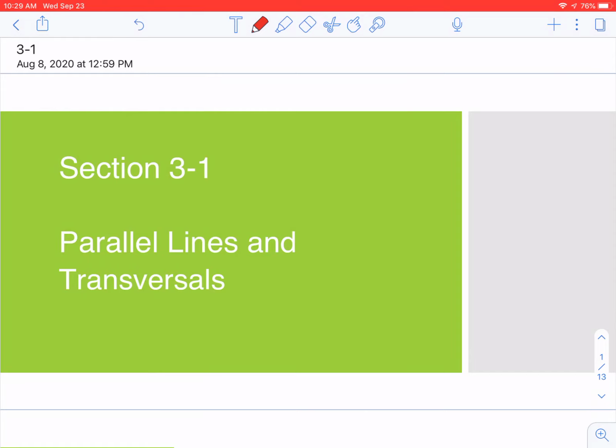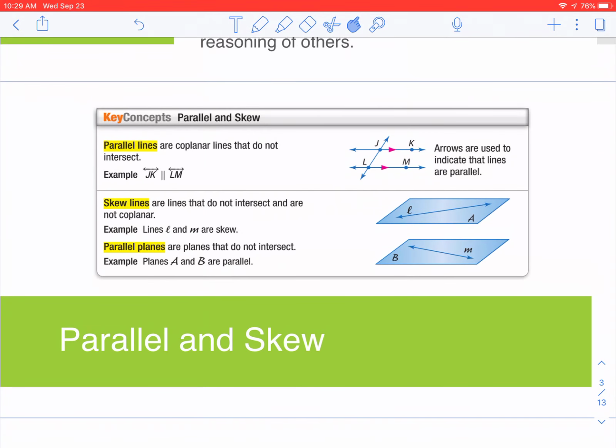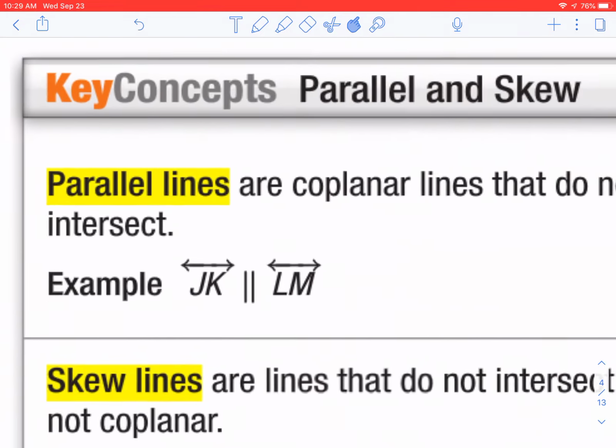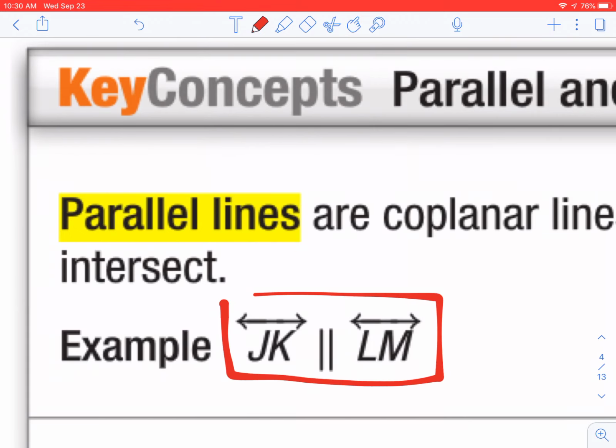Today's notes are going to be section 3.1, parallel lines and transversals. Okay, here are our vocab words. We have parallel lines. I'm going to zoom in. Here's the symbol of how you write two lines that are parallel. We use those two lines, almost looks like the number 11.